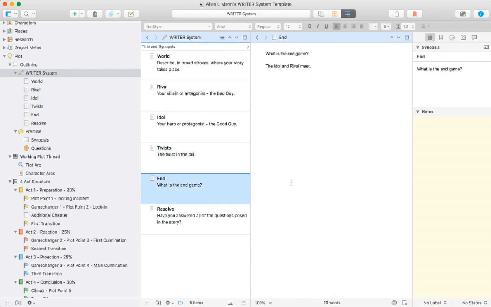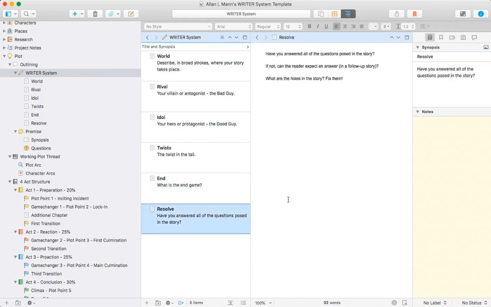What is the end game? What is the end game of the climax? What is the end game between your protagonist and your antagonist? And really, what is the end game of once everything is resolved, and that's our next point? What do you want the reader to know? Again, just put it all down here, just in broad brush note format.